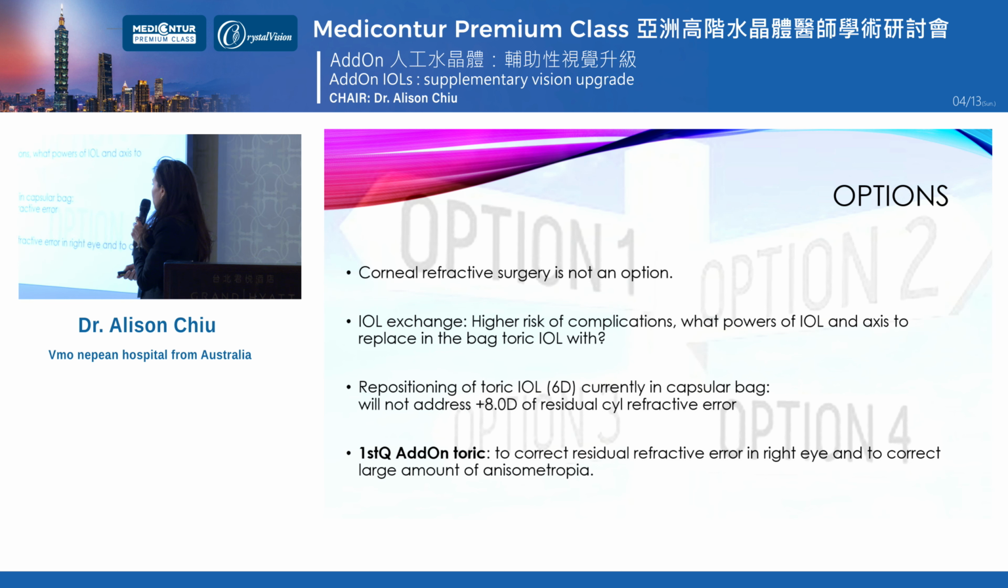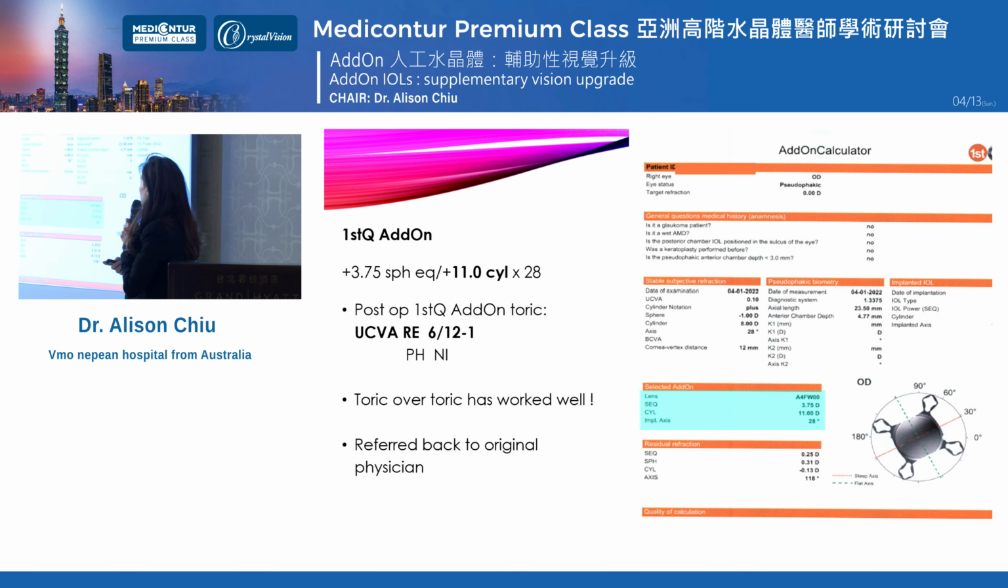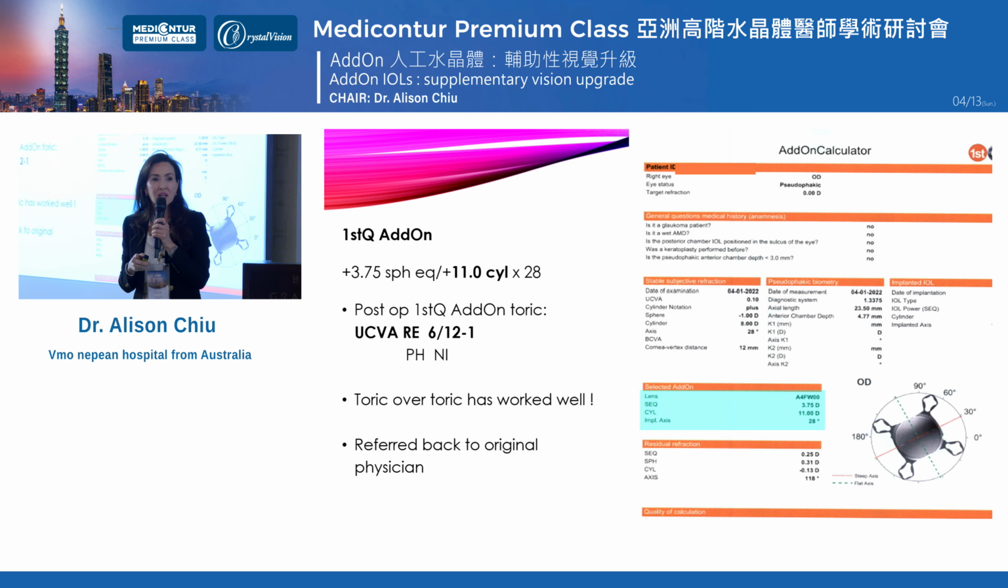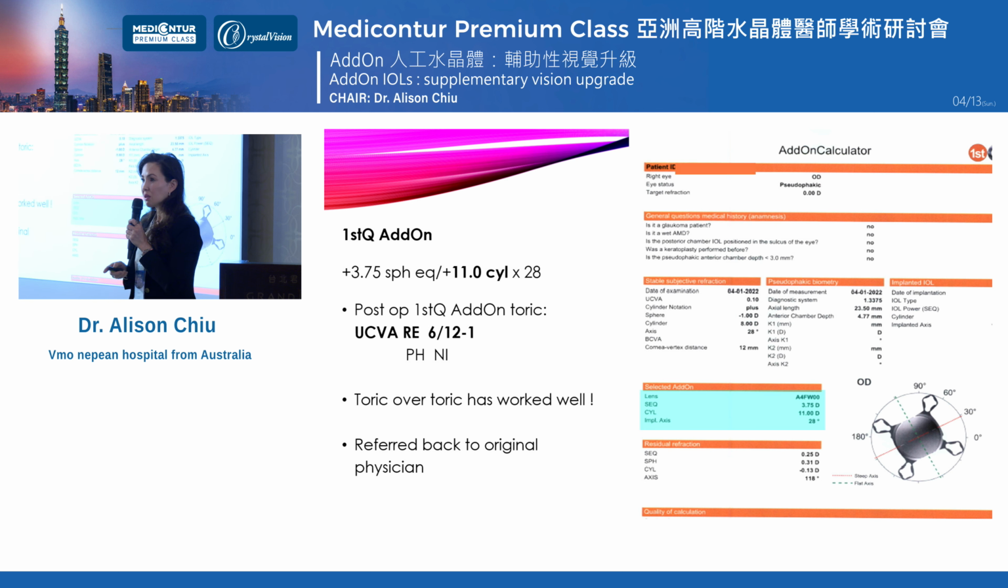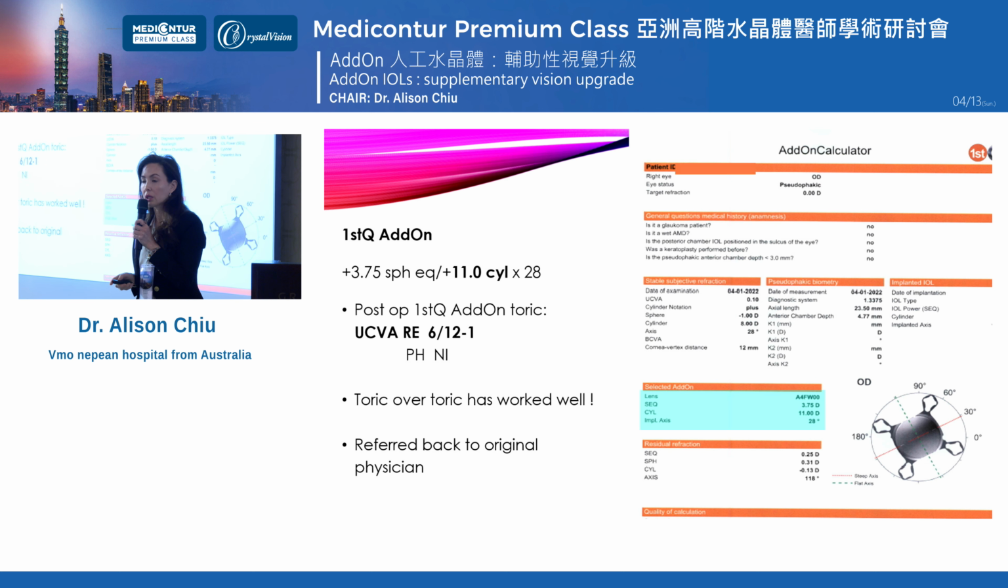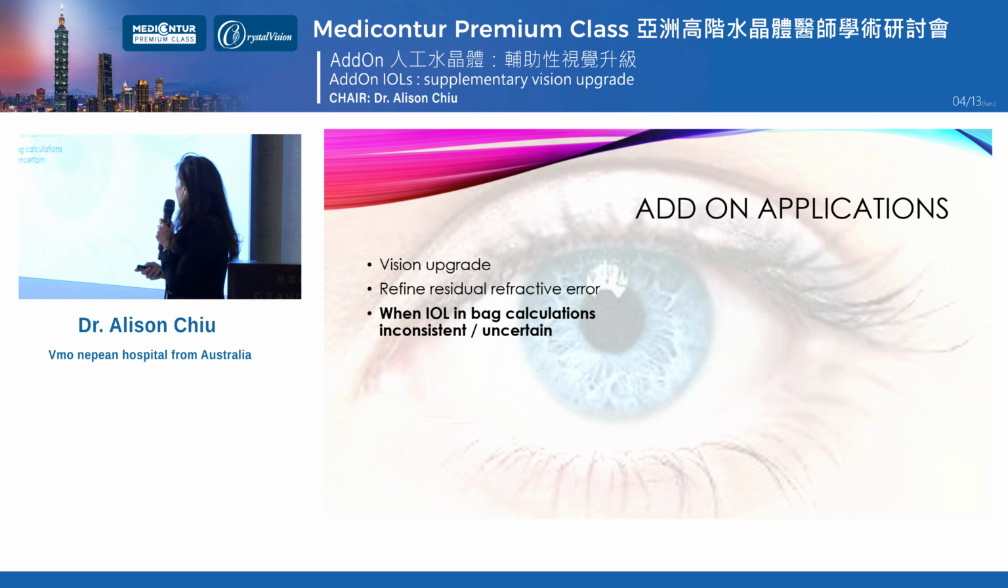So I put in a first Chiu AddOn IOL to correct the residual astigmatism. And I was a little bit worried because he already had a 6 diopter toric lens in the bag. What was it going to be like optically for him to put a big high toric AddOn IOL on top of the IOL in the bag?